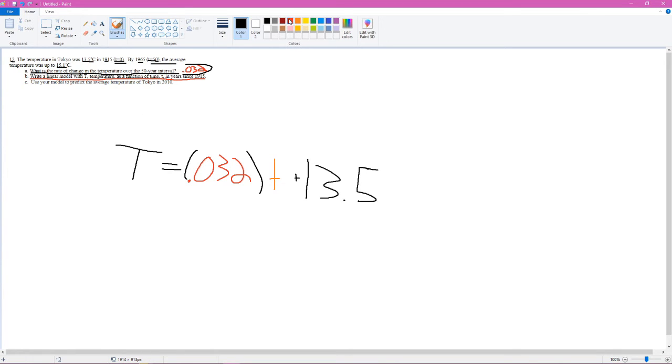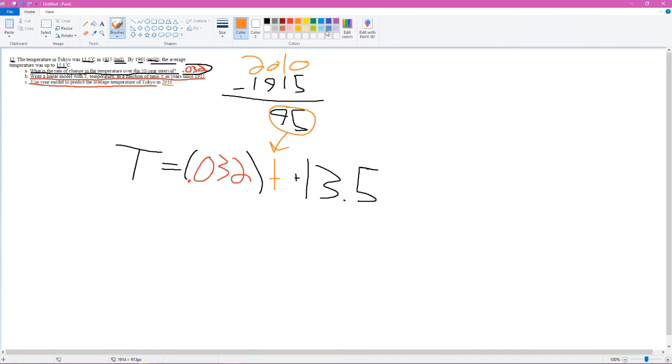And then for part C, we're going to use this model to predict the average temperature of Tokyo in 2010. And so 2010 is actually t, but not actually 2010. We're going to do 2010 minus 1915, and that is equal to 95. So now that we have that, we can use this 95 and plug that in for t.